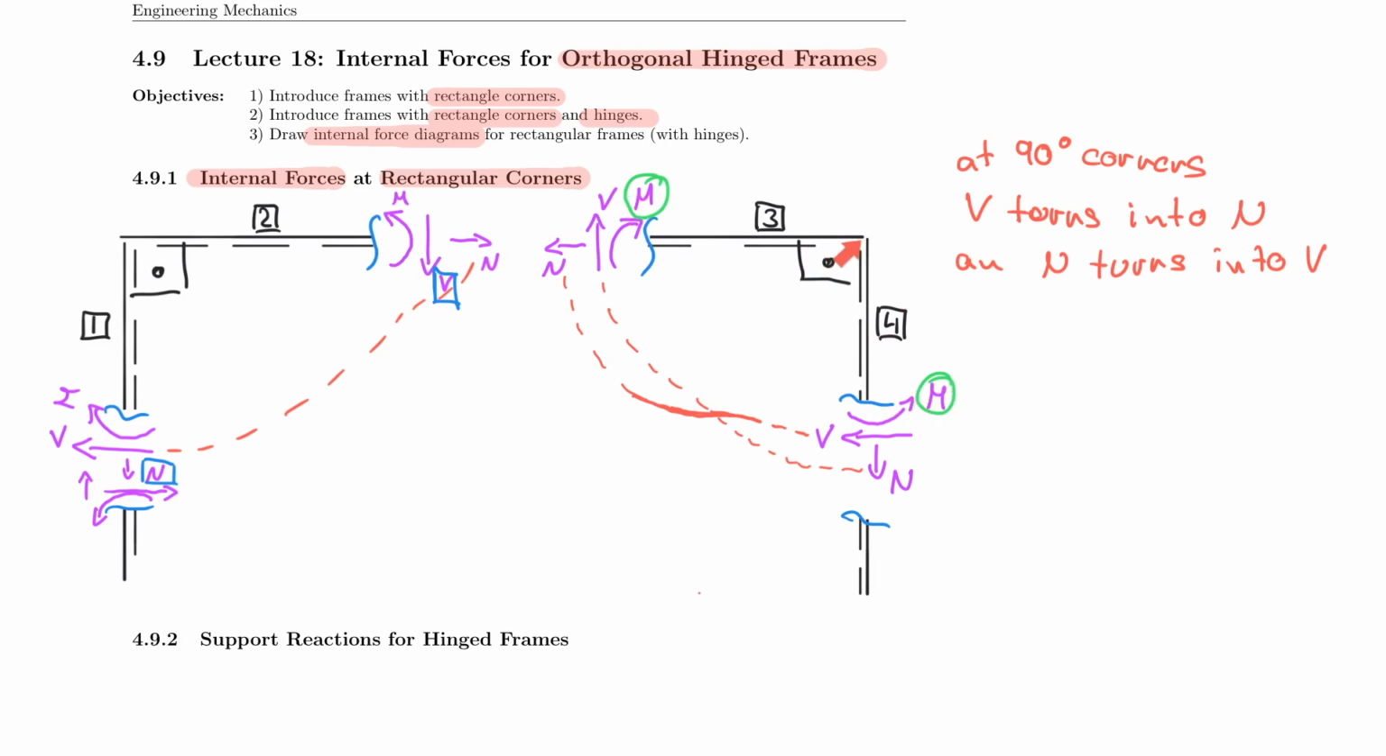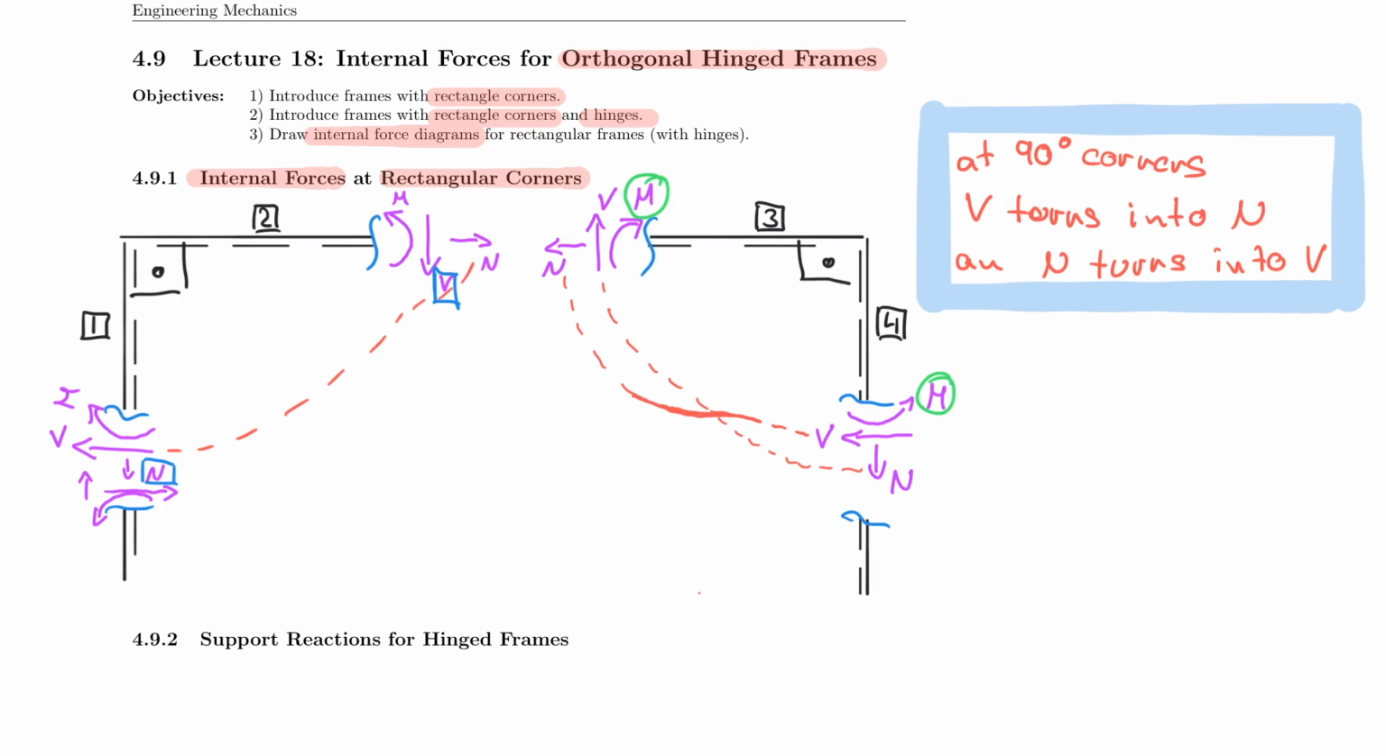So the value stays the same at the corner, but you will see that when we actually run a real problem. So for now, it's important that we understand that the shear force and the normal force actually interact with each other in the particular case of a 90-degree corner. This is very unique to a 90-degree angled system. And so that concludes our 4.9.1 internal forces at rectangular corners.